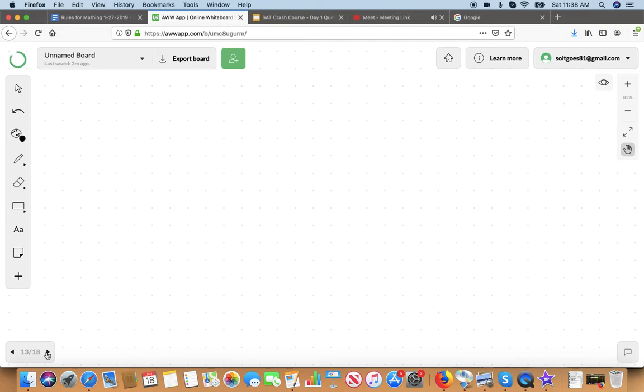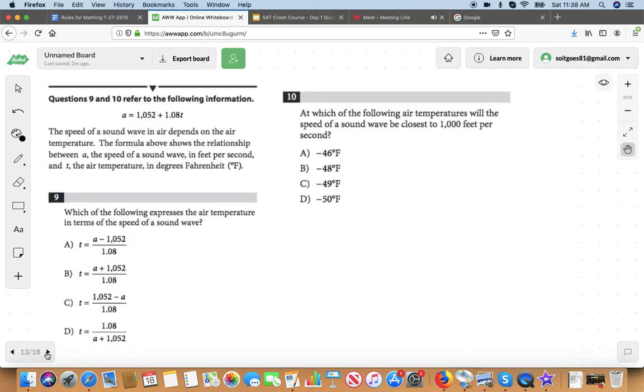All right, let's do one more. This piggybacks on number 9, so just read number 10, because we've already read the introduction to this question. At which of the following air temperatures will the speed of a sound wave be closest to 1,000 feet per second? What are we solving for here, Caden? Which air temperature will the speed of a sound wave be closest to 1,000 feet per second?